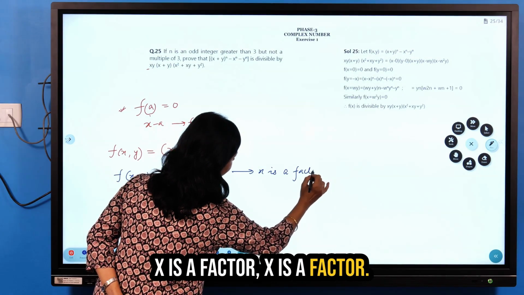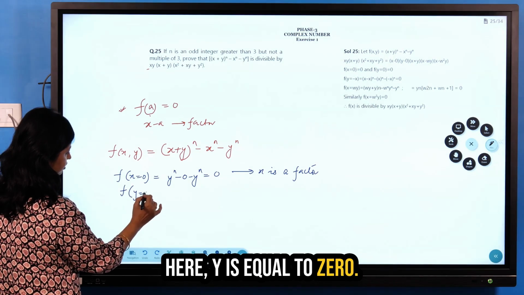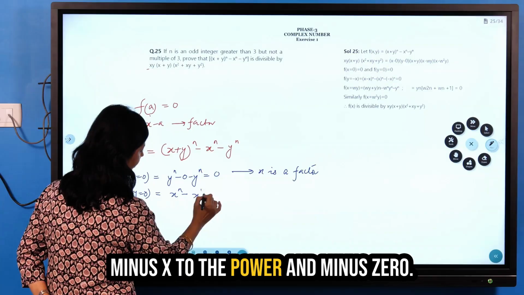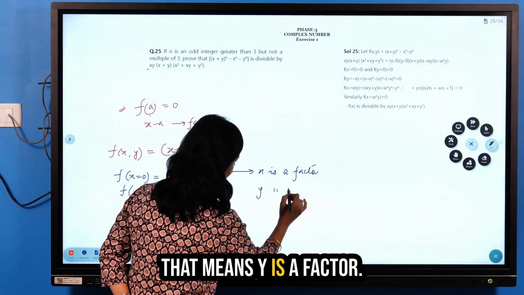Similarly, no brainer here, if we put y equal to 0, then x to the power n minus x to the power n minus 0 is equal to 0. That means y is a factor.